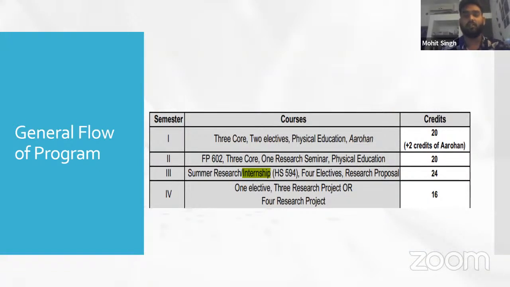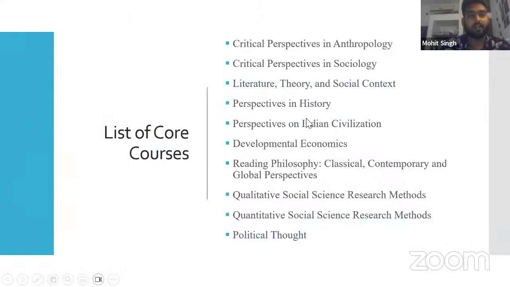So this is a general overview of the flow of the program, and you can see the credits: in the first semester we can take 20, in the second semester 20 credits, third semester 24, and for the fourth semester 16 credits. So I hope this gives an overview of the general flow of the program. Basu, please change the slide.